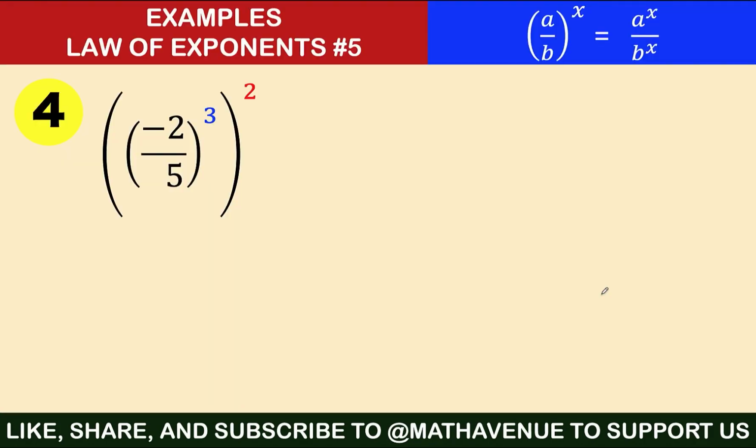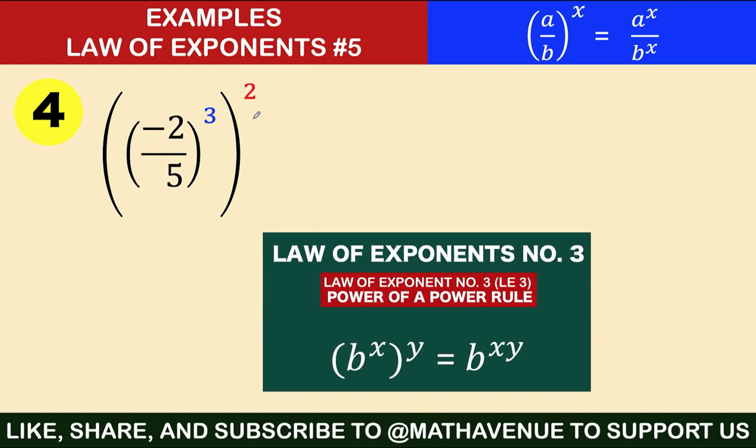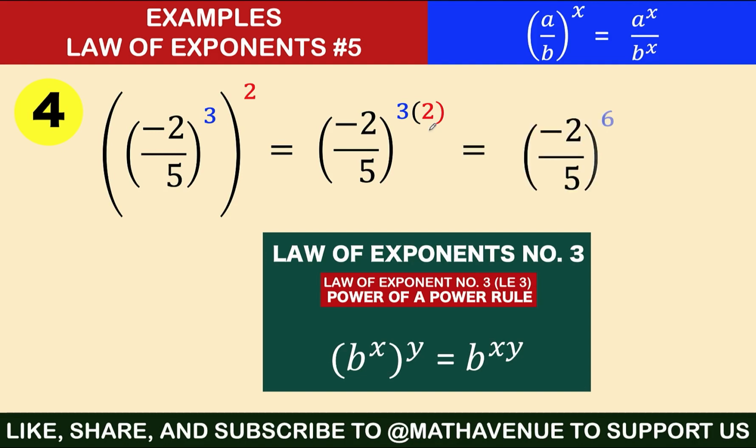Next, you have this nested exponential number. We have negative 2 over 5 raised to the third. There's no problem here because a negative number raised to the third would still result in a negative number, and then all raised to the second. So how do we solve this? Applying law of exponent number 3, this will look like this. We copy the base and we multiply 3 times 2. And that is negative 2 over 5 all raised to the sixth. Notice now that we have an even exponent. So this negative number raised to an even exponent will become positive.